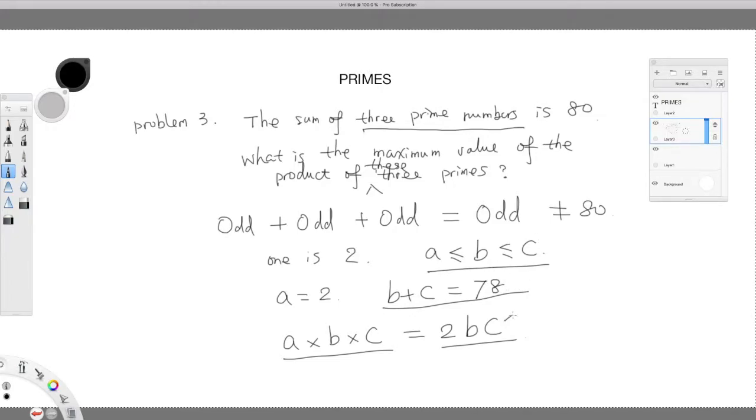But the fact you want to maximize this is you want the B and the C to be as close as possible. In geometric terms, if you think of this as half of the perimeter of a rectangle, and you want to maximize the area of the rectangle, you want the rectangle to be as close as possible to a square. So you want B and C to be very close. Okay, how close can it be? 39 and 39. Unfortunately, 39 and 39 are not primes. So what's the best thing you can do next?